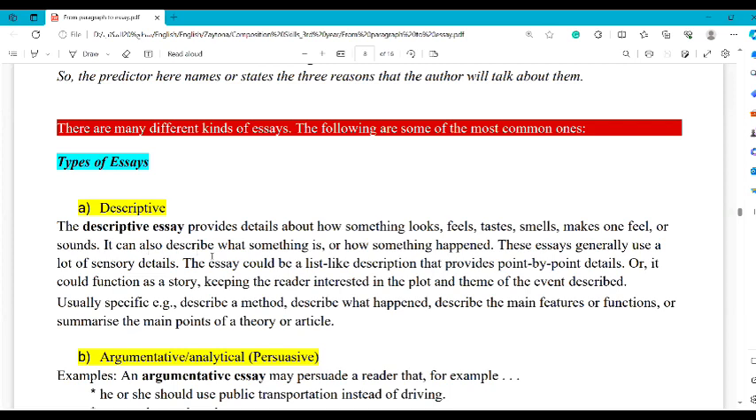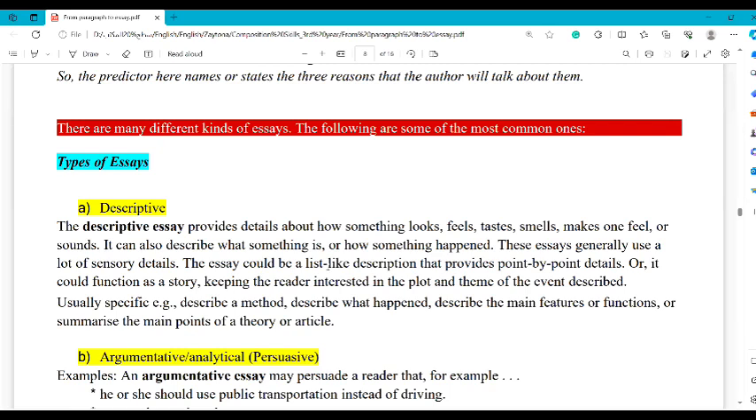It can also describe what something is or how something happened, for example what happened to you as you were going on a trip, on a journey. When you are describing the events, this is called a descriptive essay. These essays generally use a lot of sensory details, like how it feels, how it tastes, how it smells, how it looks.